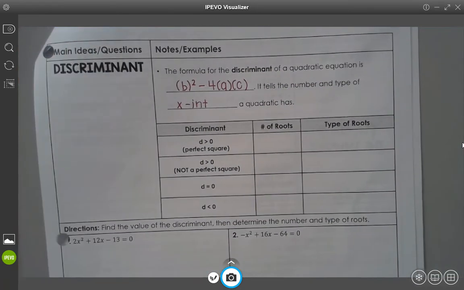What are some other words for x-intercepts? Root, zeros, and starts with an S. Solutions. Yep.